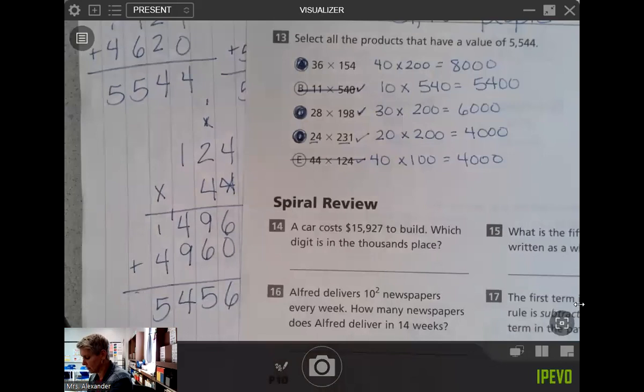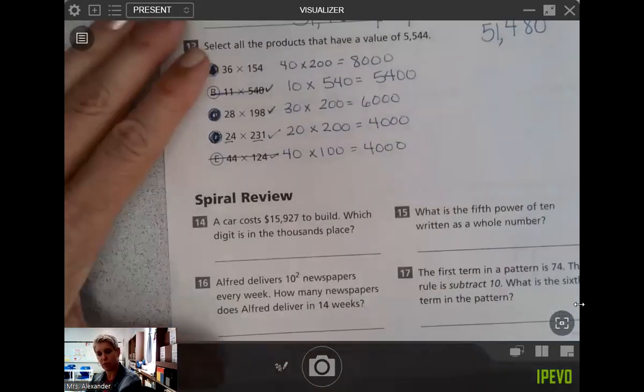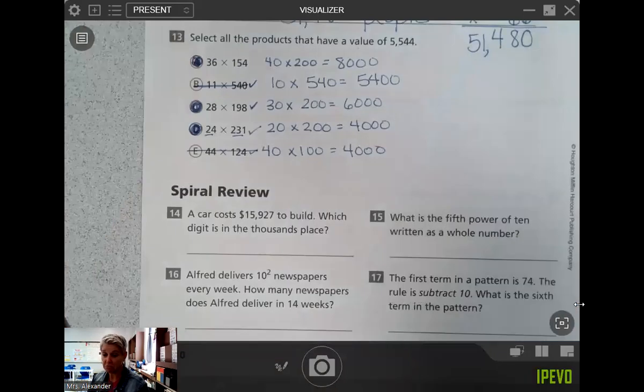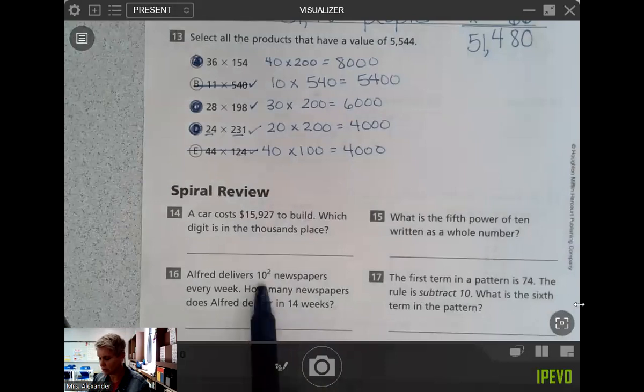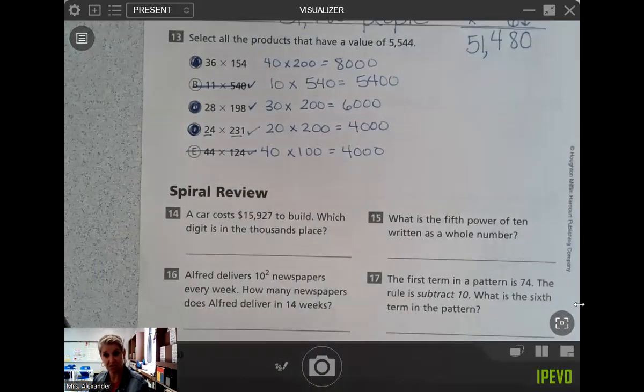Okay. The last part is spiral review. See what you can remember from fourth grade. That will not be part of our test, but it's a good reminder of fourth grade. Look what I'm seeing as a review. I'm seeing a power of 10 with an exponent. Interesting. Okay, if you have questions or challenges, let me know in class tomorrow, and I will see you then.